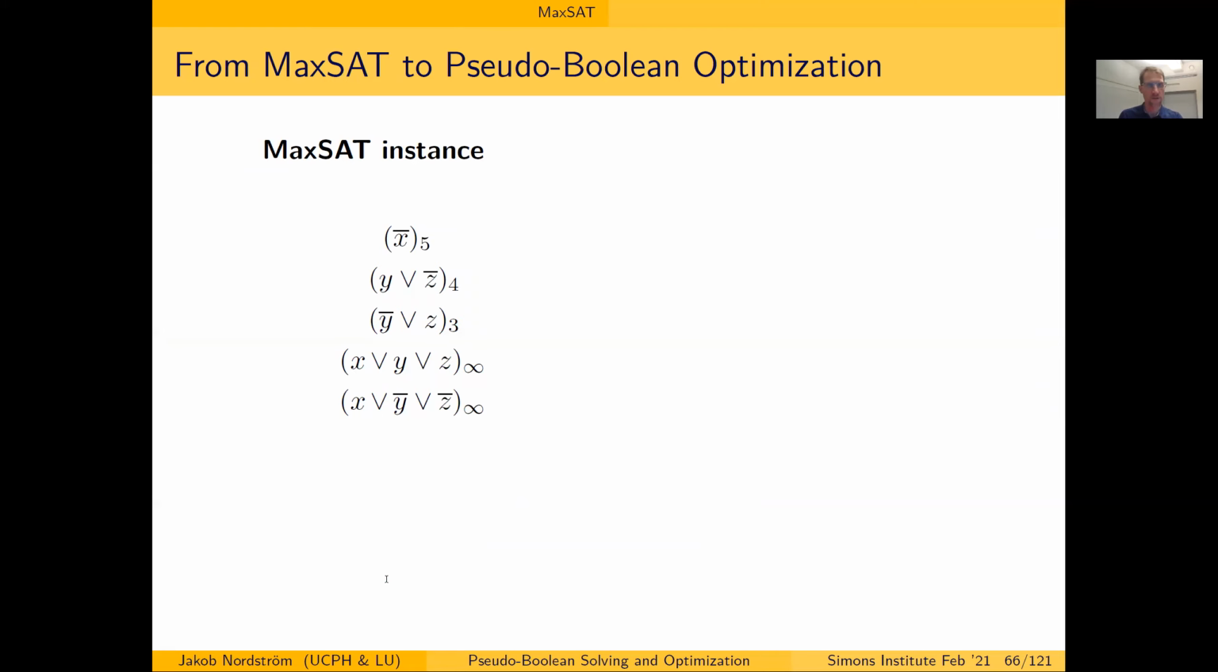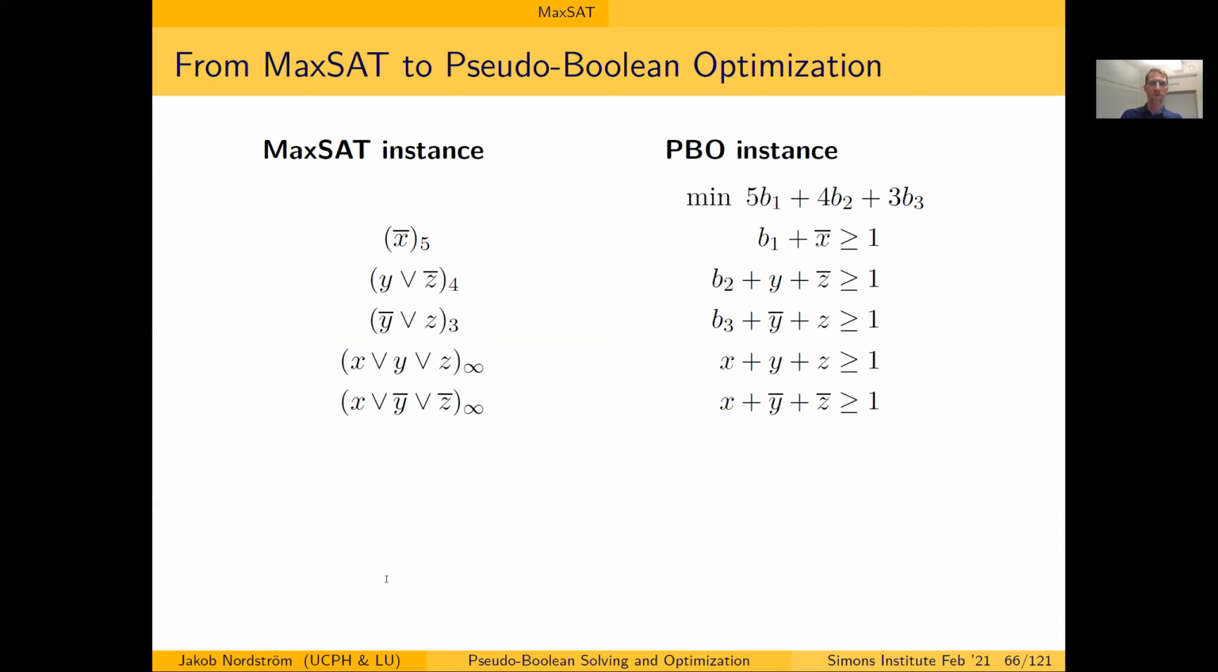We have a unit clause not x with weight 5, a clause y or not z with weight 4, a clause not y or z with weight 3, and then two hard clauses: x or y or z, and x or not y or not z. And it is easy and natural to translate this to a pseudo-Boolean optimization problem in the following way. So we just take all of these clauses, and we can write them in pseudo-Boolean form by just summing up the literals and saying that the sum should be greater than or equal to 1.